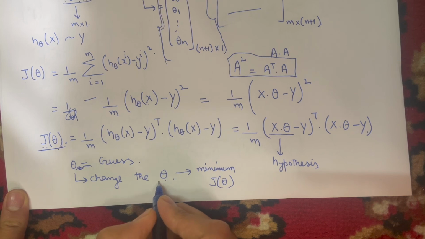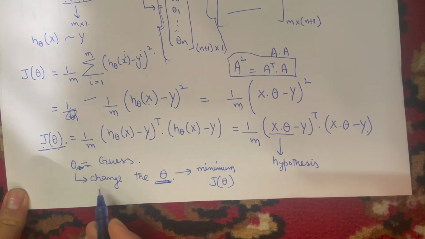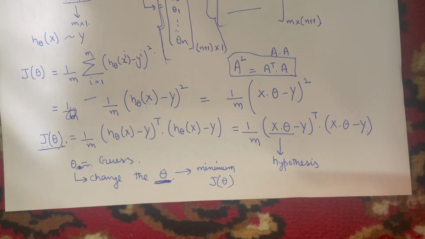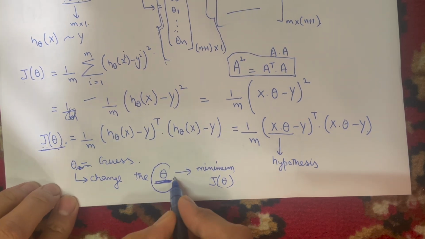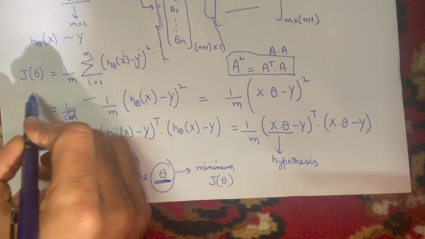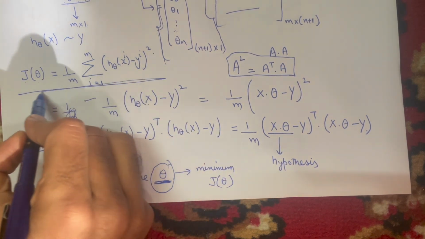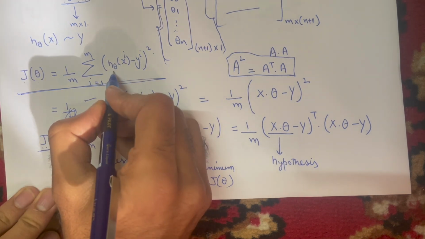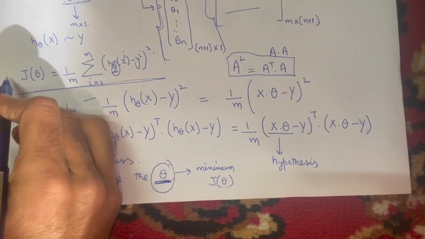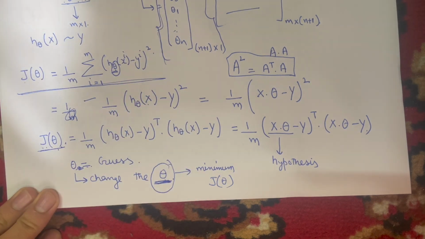But we should know how to change these parameters. Here I am saying we have to change the theta, but we should know whether we have to increase the value of theta or decrease the value of theta. So that will be the aim of our next lecture. The aim is how we can optimize this particular equation. Optimize means how we can find the optimal values of theta such that this particular quantity is minimum. That will be the focus of our next lecture.